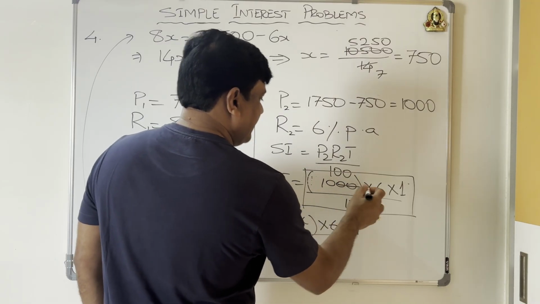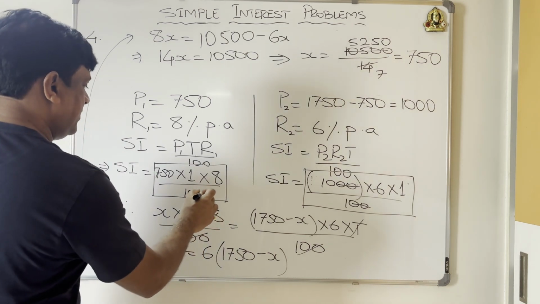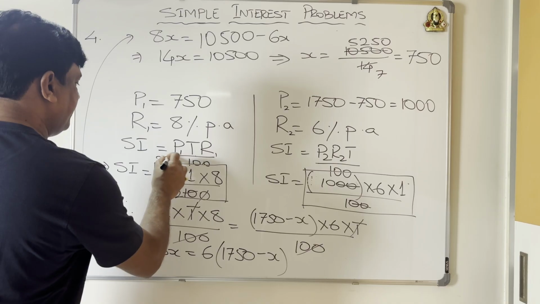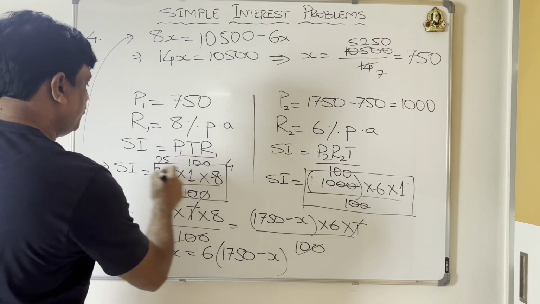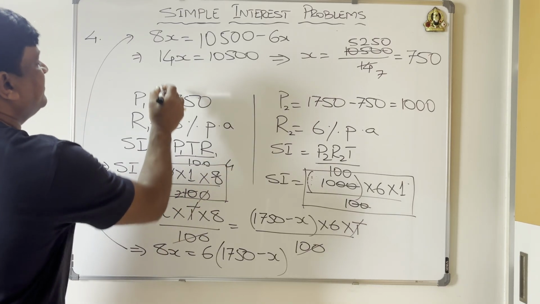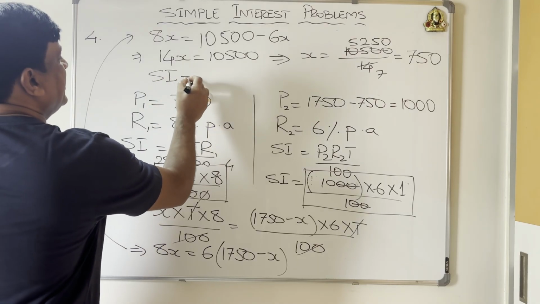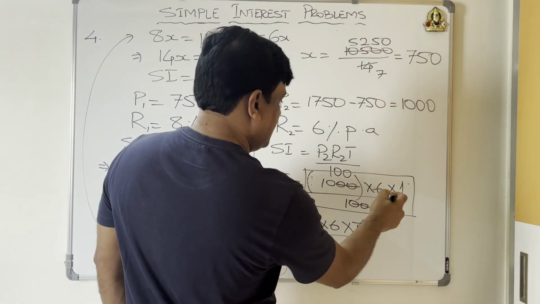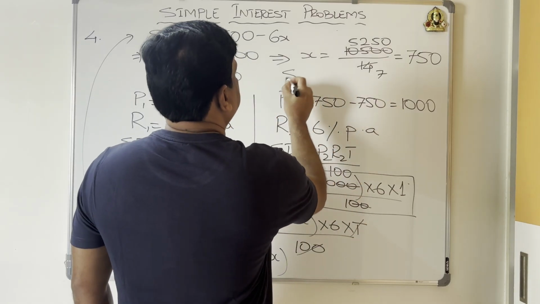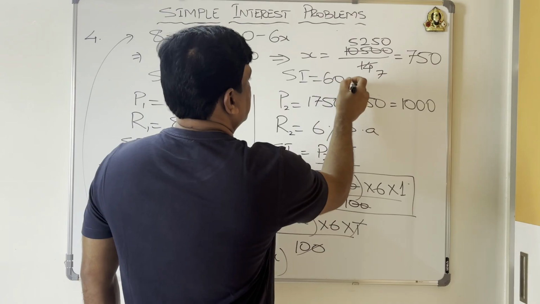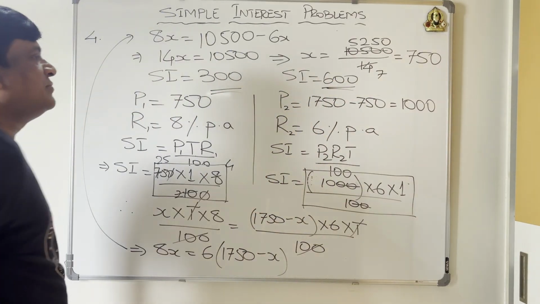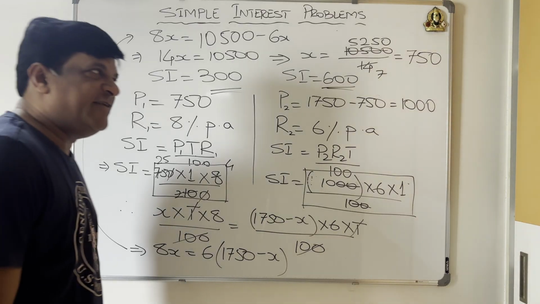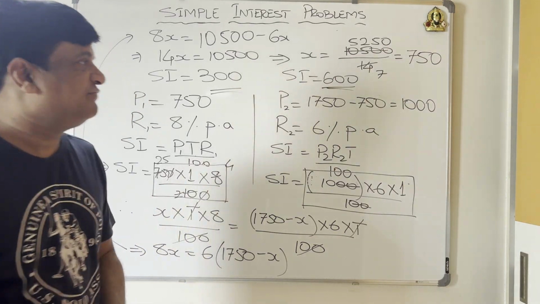Right, this gets cancelled, this gets cancelled, 5 2s are, 5 25s are, 2 4s are. So your interest in the first case, SI in the first case is 300 and in the second case it is 600. That is the individual interest rates for that particular case, okay? Make sense? Easy? Yeah.